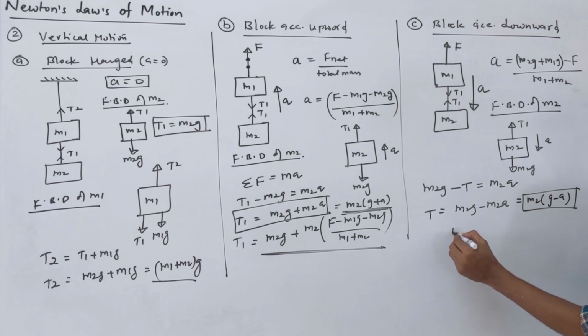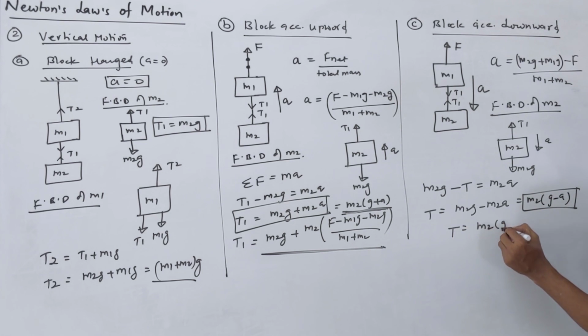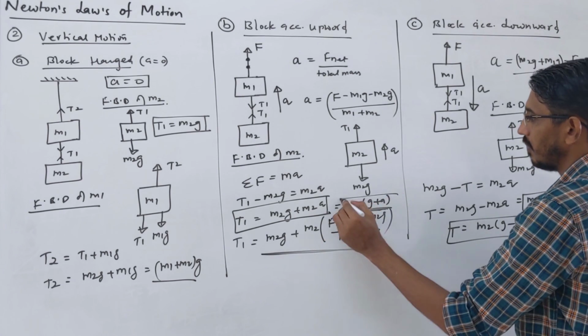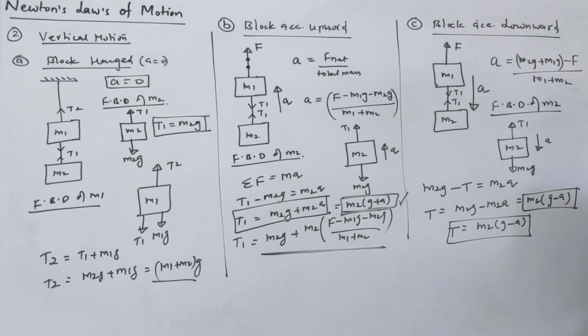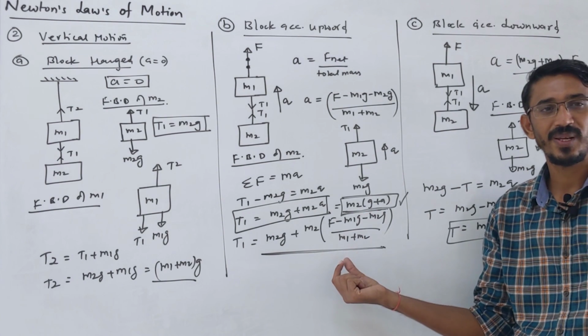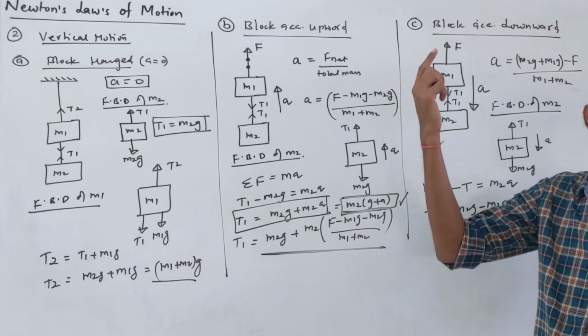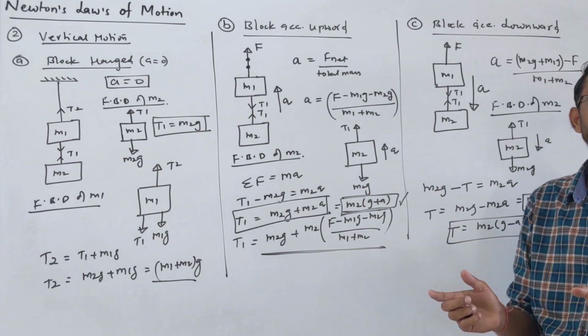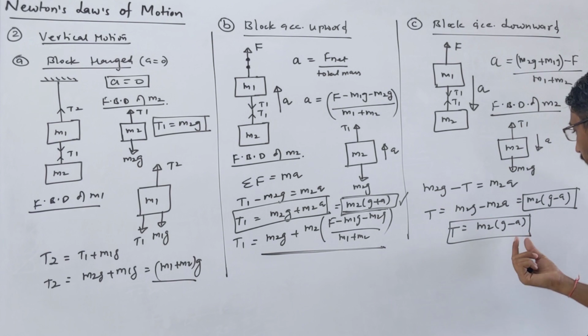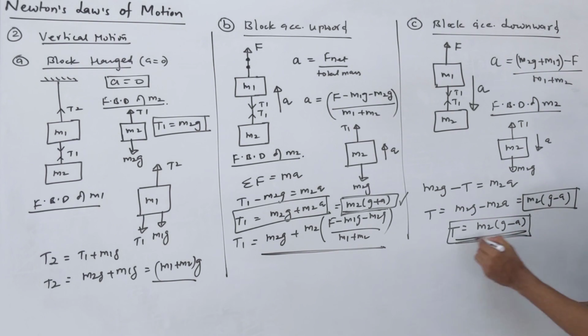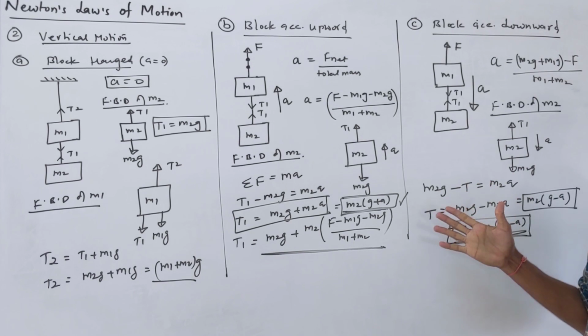Look at this answer. Tension is coming M2 into G minus A, right? What came here? G plus A. When you are accelerating upward, the net force becomes like this, G plus A. Same as your lift problem, remember? Lift was accelerating upward, your apparent weight became mg plus A. And when the lift was accelerating downward, it became mg minus A. Same is coming here, almost same. Okay, let's do some numerical practice on these now.